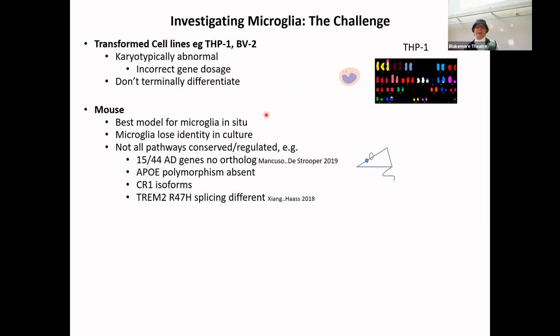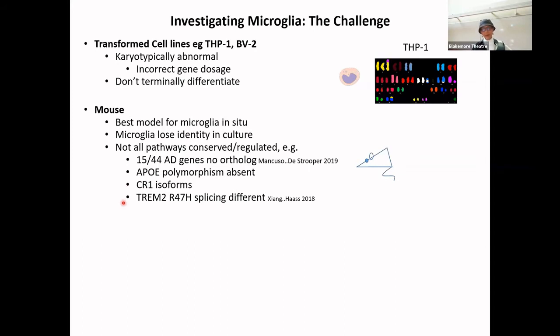The mouse has been a fantastic model for understanding microglial biology in situ in the brain. But we find that microglia tend to lose their identity when they're taken out of the brain and cultured in a dish. But most importantly, not all of the pathways that we're interested in studying are conserved or appropriately regulated in murine models. For example, 15 of the 44 main Alzheimer's genes have no ortholog in the mouse. This is quite problematic. For example, the ApoE polymorphism is absent in the mouse. Complement receptor 1 isoforms cannot be replicated in the mouse.